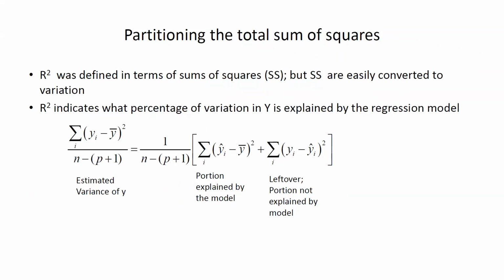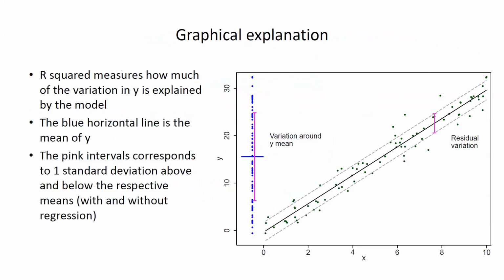So whether we talk about sums of squares or variation doesn't matter because the denominator here is constant. All right, now let's look at some graphical explanation to explore this a little bit further. R squared measures how much of the variation in Y is explained by the model. I have two models here.